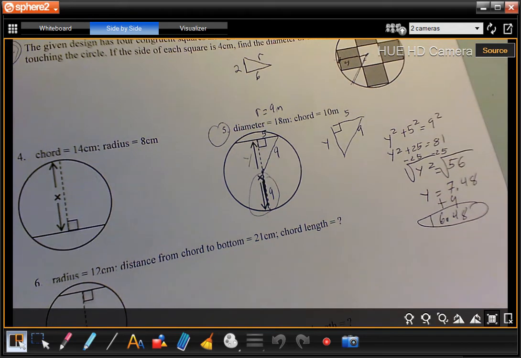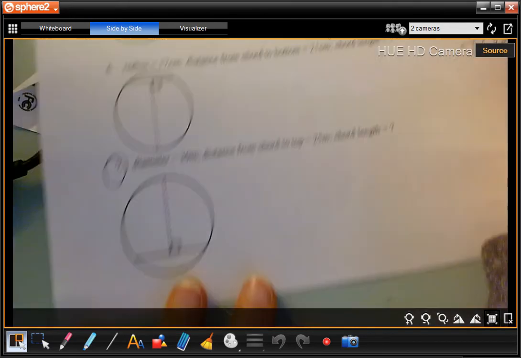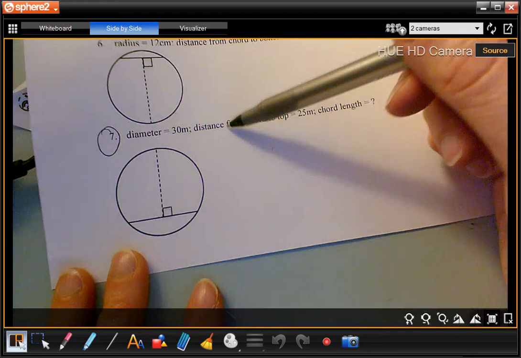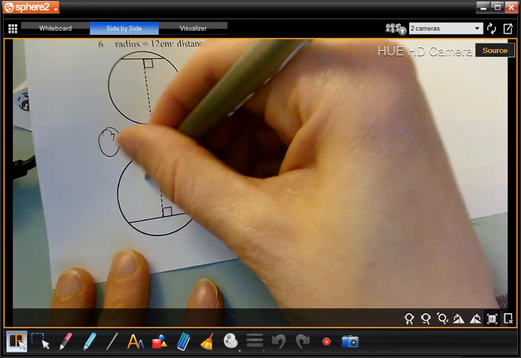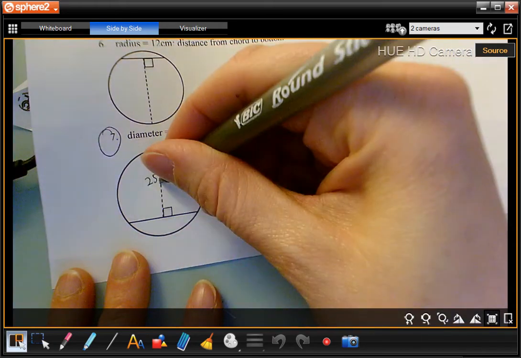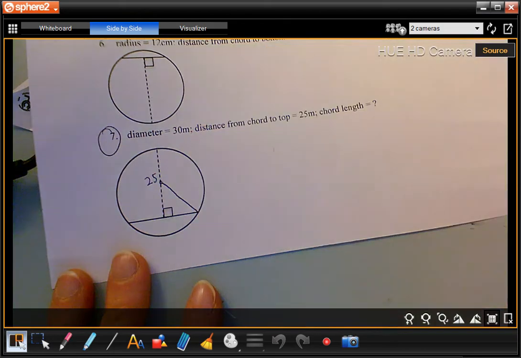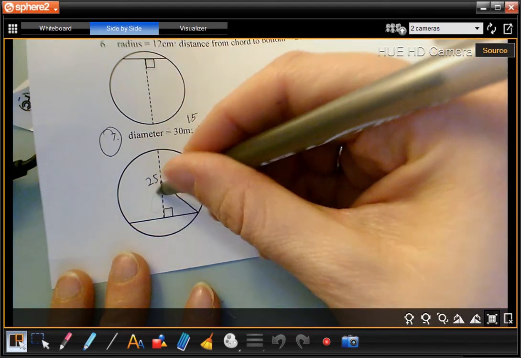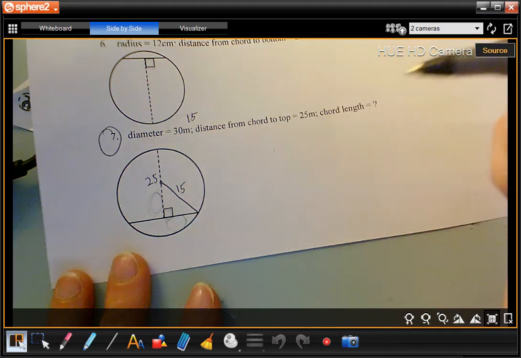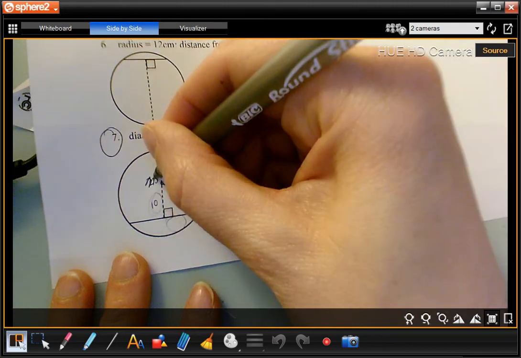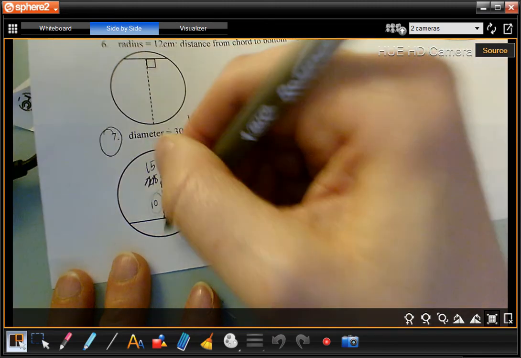Okay, so we're going to do one more. We're going to look at number 7. Okay, the diameter for this is 30. The distance from the chord to the top is 25. So this is 25. Find the chord length. And we know that we can just go like this and put in the radius. Now, if the diameter is 30, the radius is going to be 15. So to find this information right here, we're going to go 25 minus 15 gives me 10. That means this top part here would be 15. They add together to give me 25.